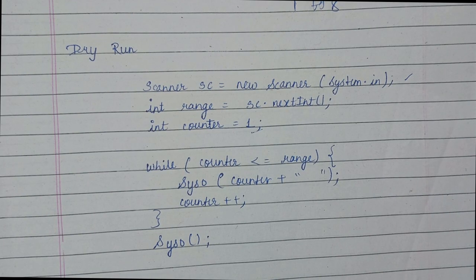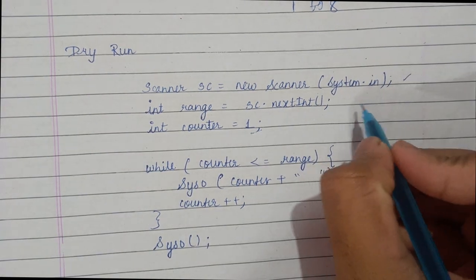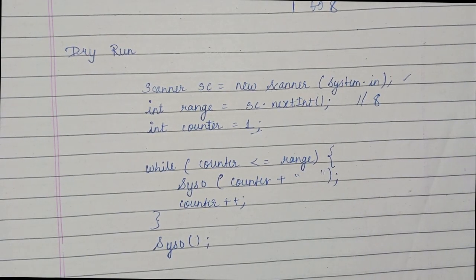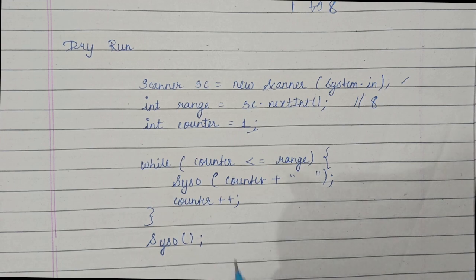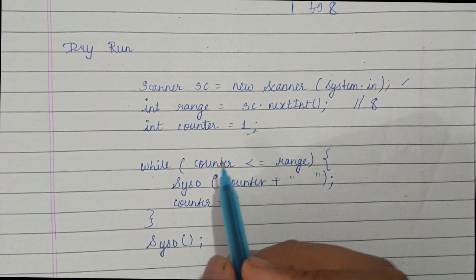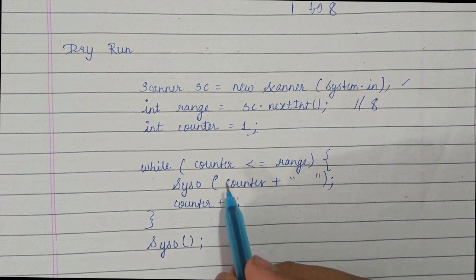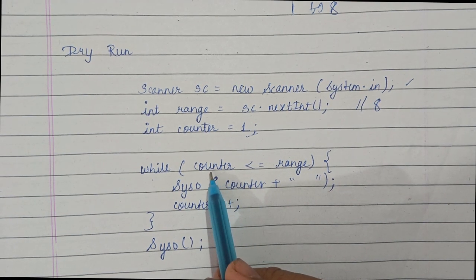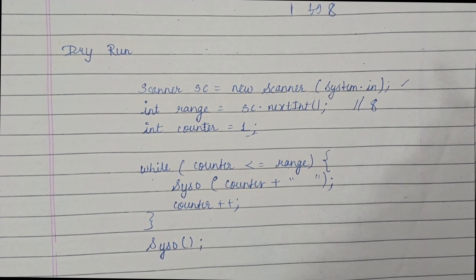Suppose we have given an input of 8 here. So the nth number will be 8. We have to print the numbers from 1 to 8. Then the while loop runs. We have created a while loop, and in that the condition will be that the counter should be less than or equal to range. Until then, the while loop block will run.